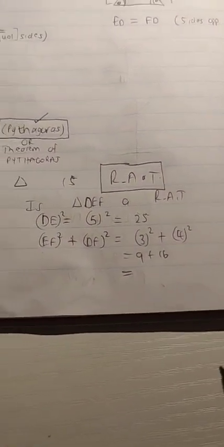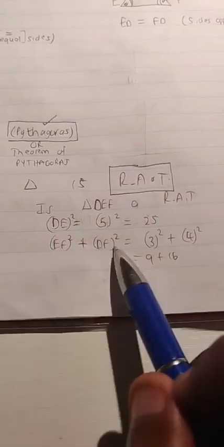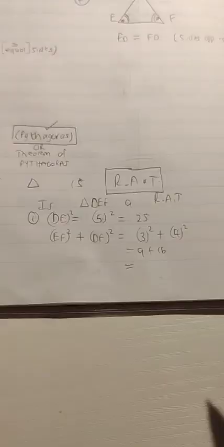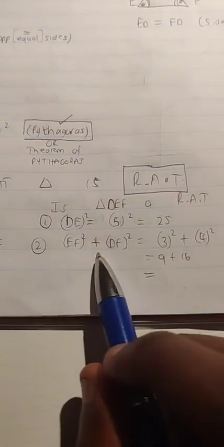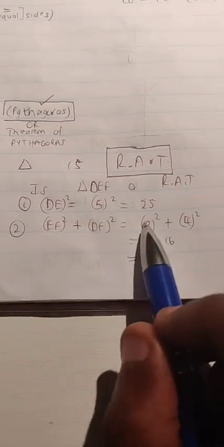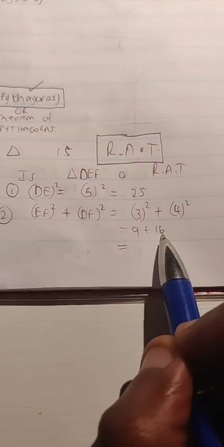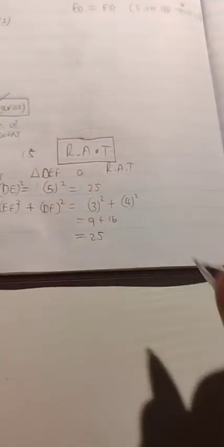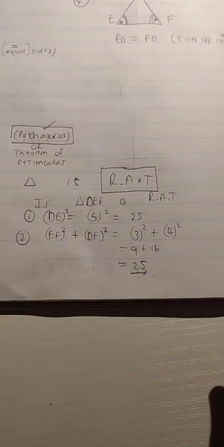And what does that give us? 9 plus 16. What's 9 plus 16, guys? Come on, tell me. What is the sum of the squares of the other two sides? We took the longest side and found 25. Now we are taking the two sides and squaring them: 3 squared is 9, 4 squared is 16, and 9 plus 16 gives us 25. That is the sum of the squares of the other two sides.